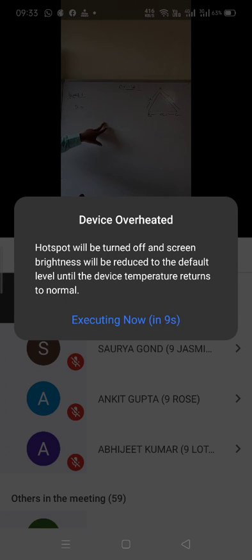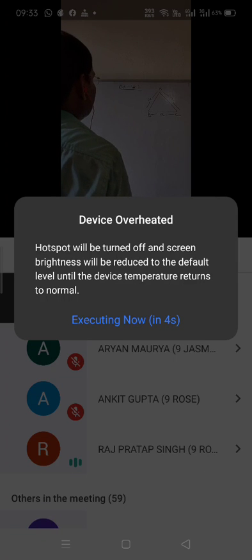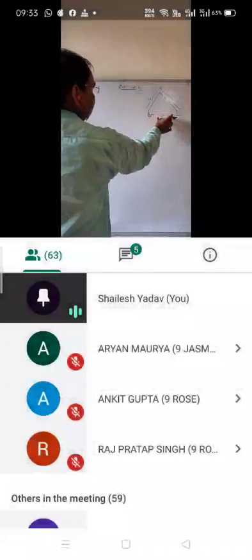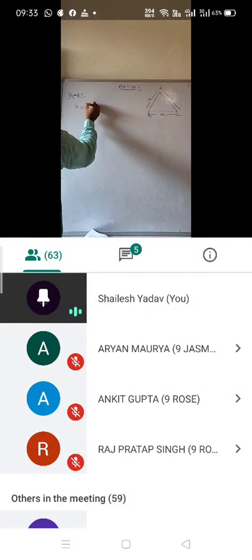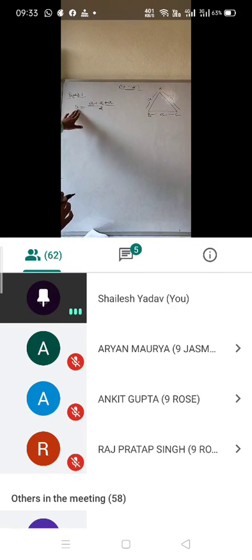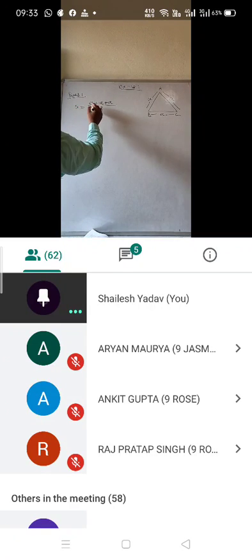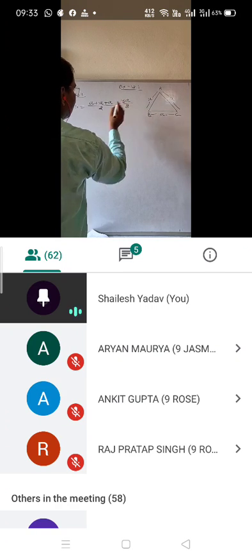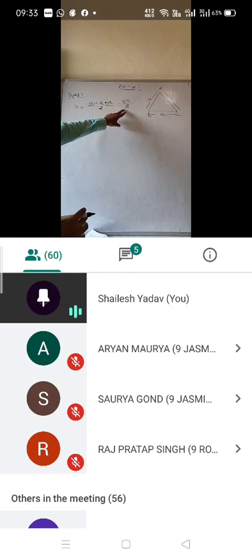Perimeter by 2. Perimeter means the sum of all three sides, and here all three sides are a. So a plus a plus a, divided by 2. s is also known as the semi-perimeter, which means half of the perimeter. So a plus a plus a is 3a, divided by 2. So here you got the value of s is 3a by 2.